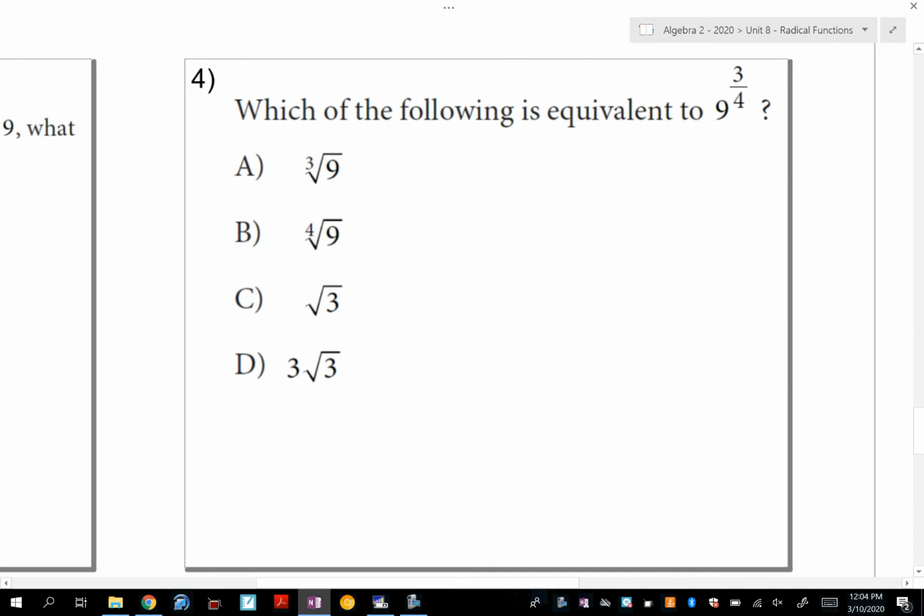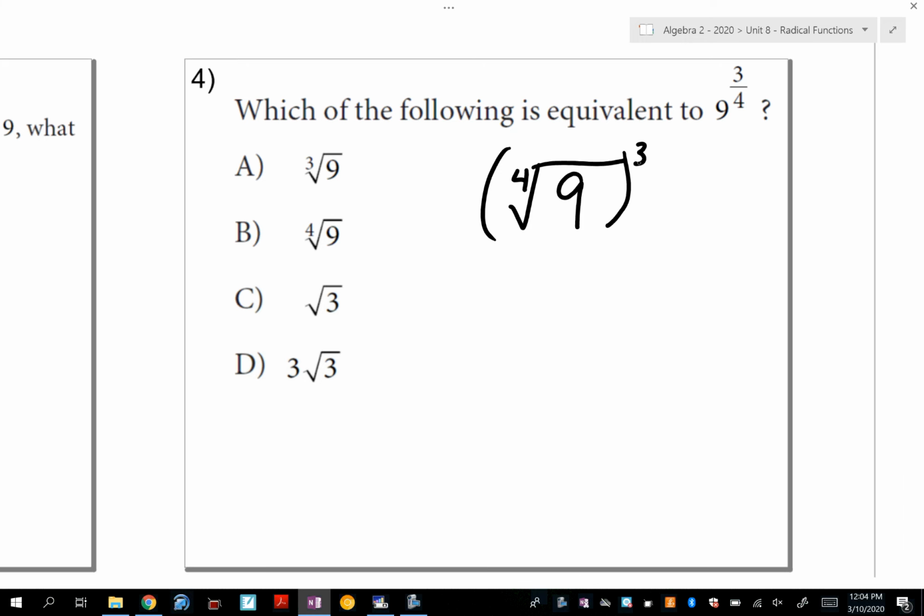Number 4 says, which of the following is equivalent to 9 raised to the 3/4 power? So this is called a rational exponent when it has that fraction as an exponent. So you need to know how to write the radical of 9. What's going to go here on the index? The 4. The denominator is the index. Everyone see the denominator? Jacob, the denominator is the index. And the numerator is going on the outside. Notice the 3. It's cubing, right?